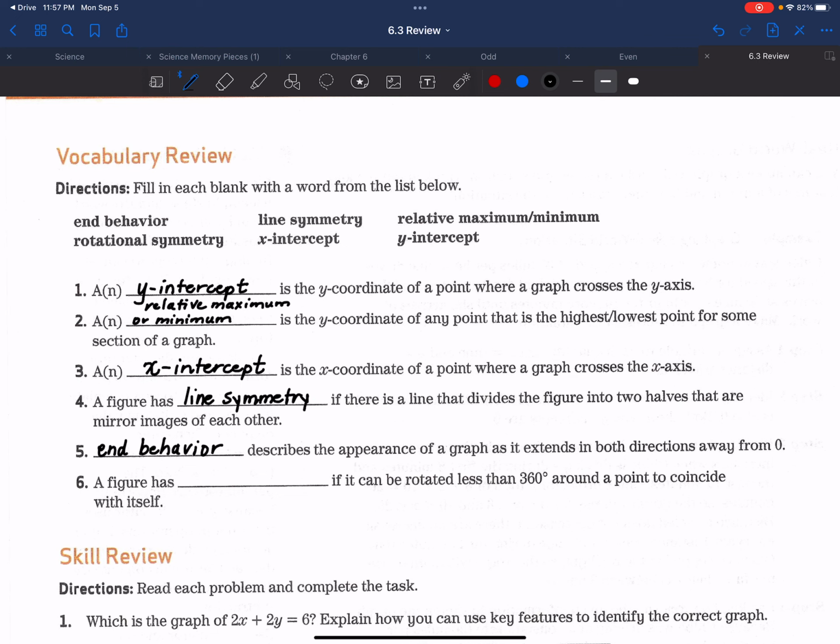And a figure has blank if it can be rotated less than 360 degrees around a point to coincide with itself. This is from that video from YouTube that I showed you. I couldn't demonstrate this one to you. But that is rotational symmetry. If you didn't watch those videos, I strongly encourage you to go back and watch them. They're written for middle school or high school kids, so they're not completely off-the-wall complicated. I thought they were pretty easy to understand, but they're much better than I can explain.